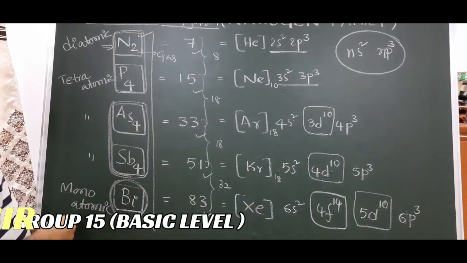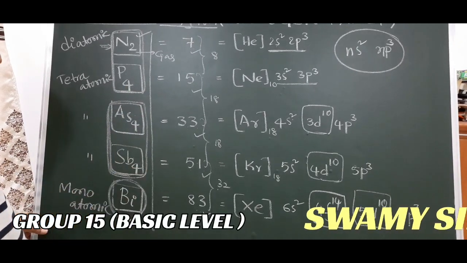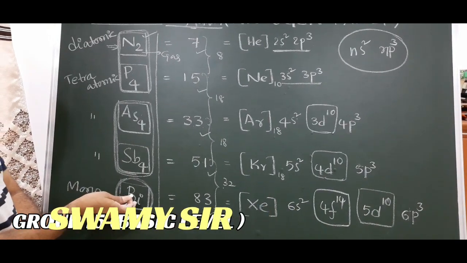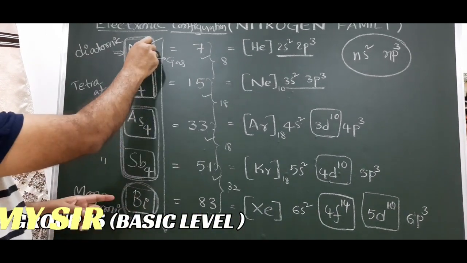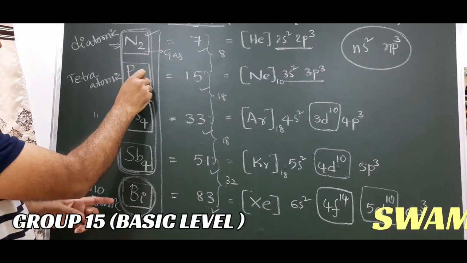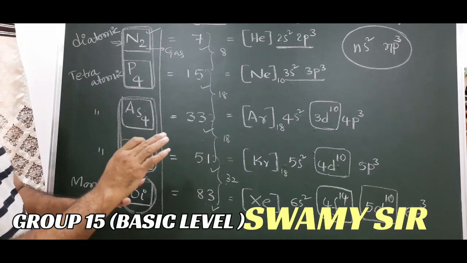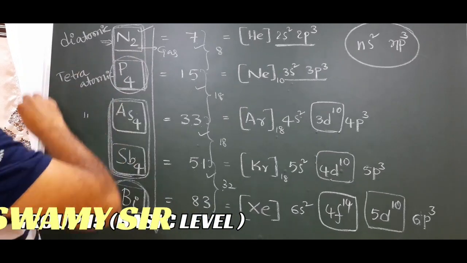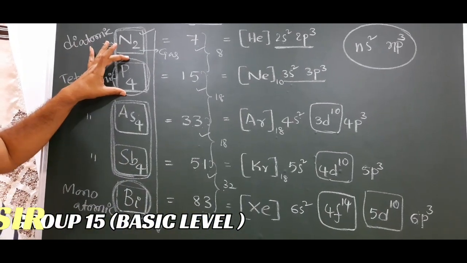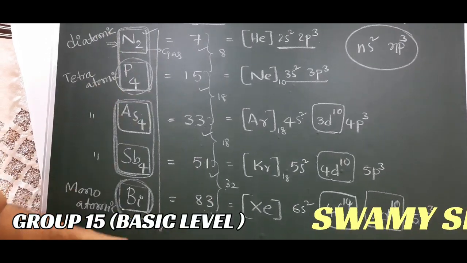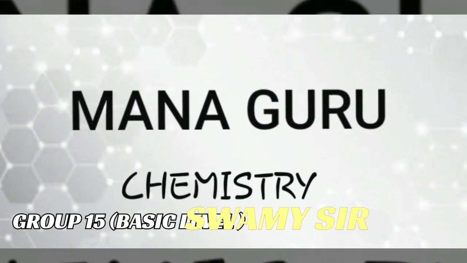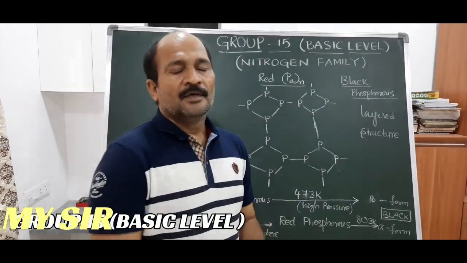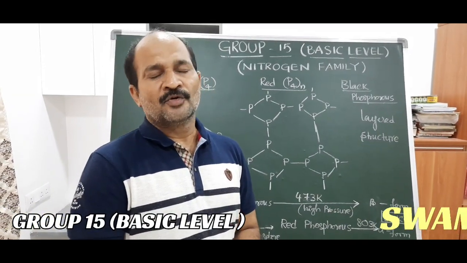Nitrogen will show allotropy. Phosphorus, arsenic, antimony also show it. Bismuth will not show allotropy, but in our NCERT it is shown as showing allotropy. Now we are going to concentrate on the P4 molecule, its physical properties and allotropes. Students, regarding physical properties, except bismuth, all elements show allotropy.